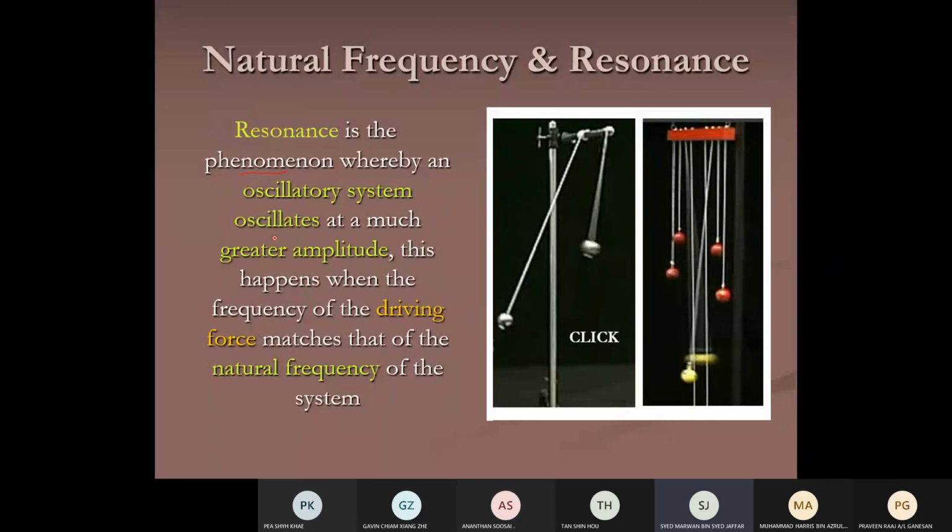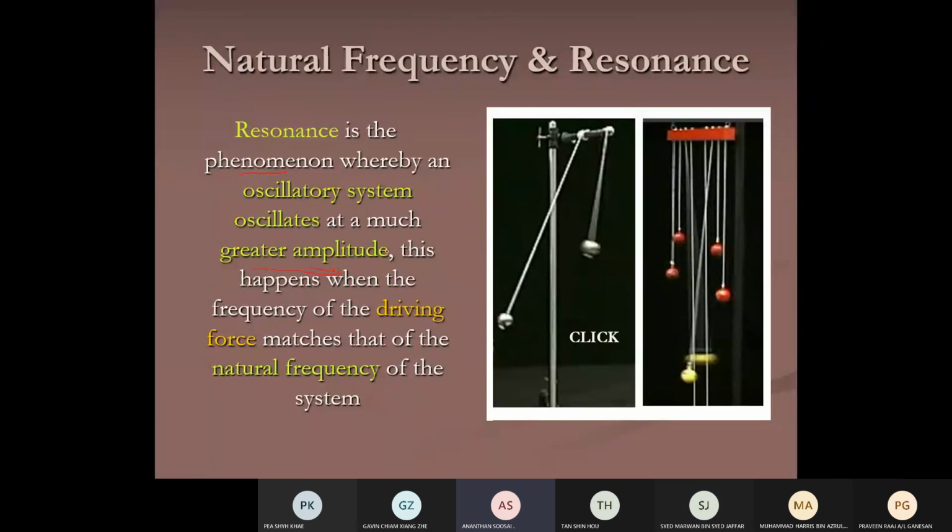Sir? The opera singer can break the glass, right? The opera singer raises the pitch. If the pitch is quite high, it can break the glass. Okay. So let's use that example here to explain resonance. Resonance is the phenomenon whereby an oscillatory system. Who's the oscillatory system here? The opera singer or the glass? Glass. The oscillatory system, the glass, oscillates at a much greater amplitude.